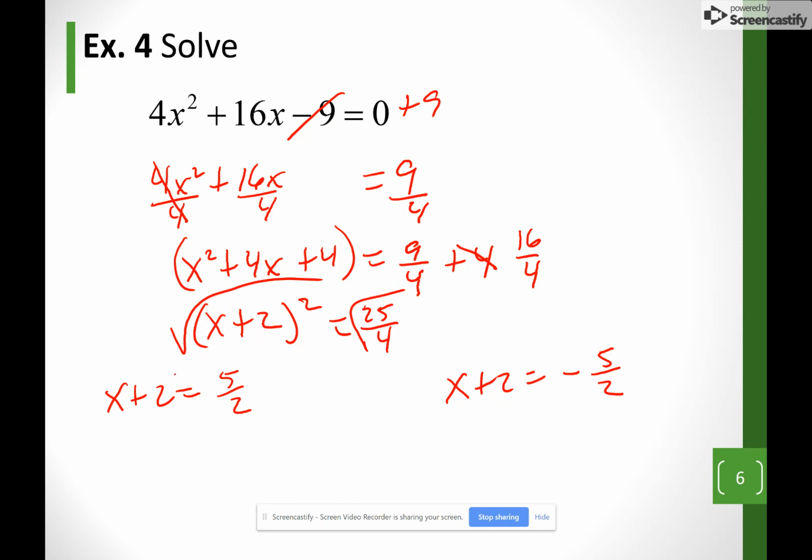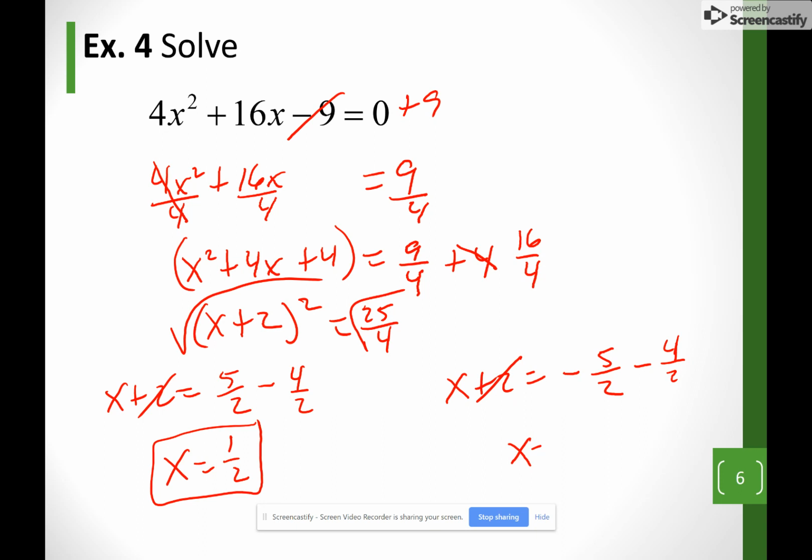Okay, so in this case, I'm going to subtract the 2. But my 2, I want to write it as a fraction. So I'm going to write that as 4 over 2. So 5 over 2 minus 4 over 2 gives me 1 over 2. Let me subtract the 2, but I'm writing that as a fraction just to have common denominator. And I'm going to end up getting that x is equal to negative 9 over 2.